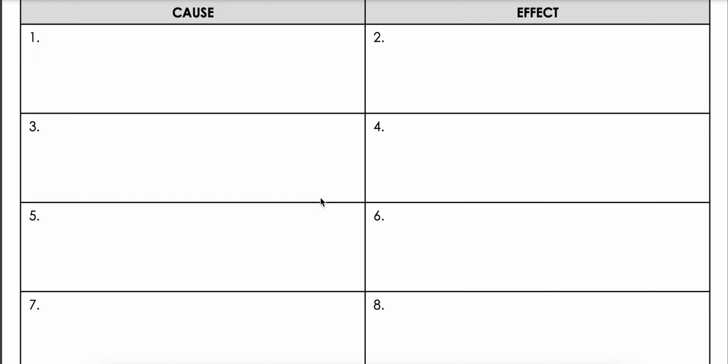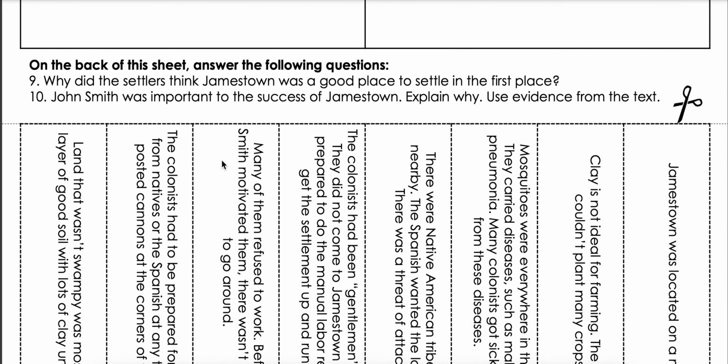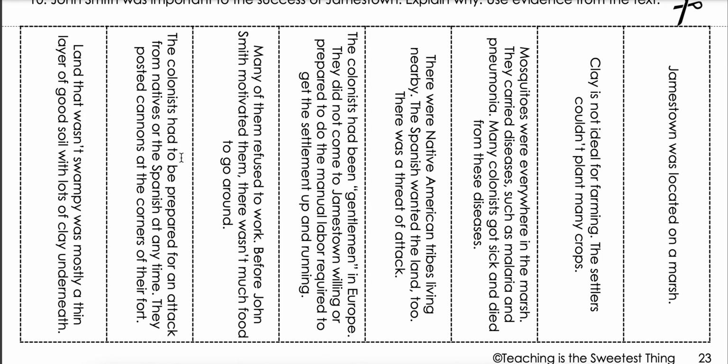We're going to do one more together, and then I'm going to have you do the last 4 on your own. So I'm looking for another set of cause and effect. I heard something about attack. I heard the word attack twice. So here we go. There were Native American tribes living nearby. The Spanish wanted the land too, and there was a threat of an attack.